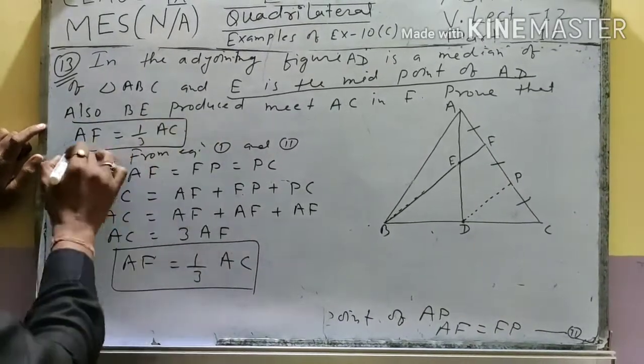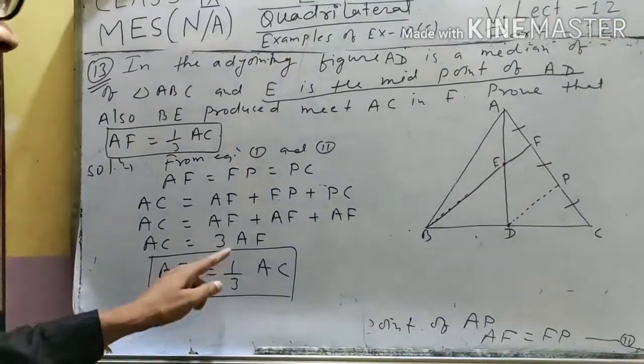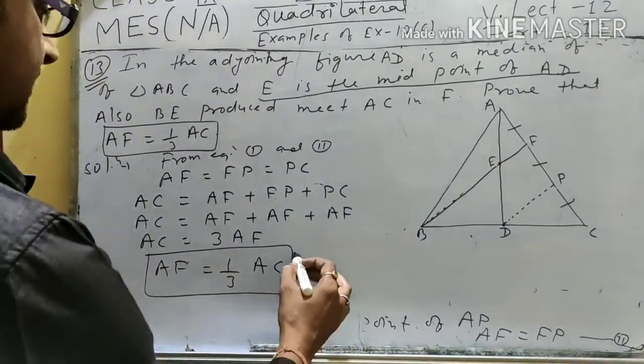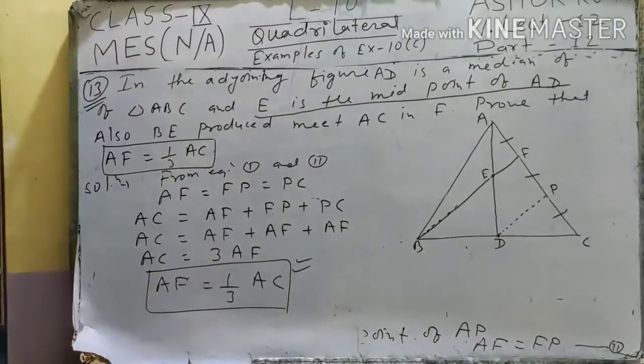This is your proof. Look at the proof here, student. AF is equal to 1 by 3 AC. So this question is completed. Question number 13 is completed.